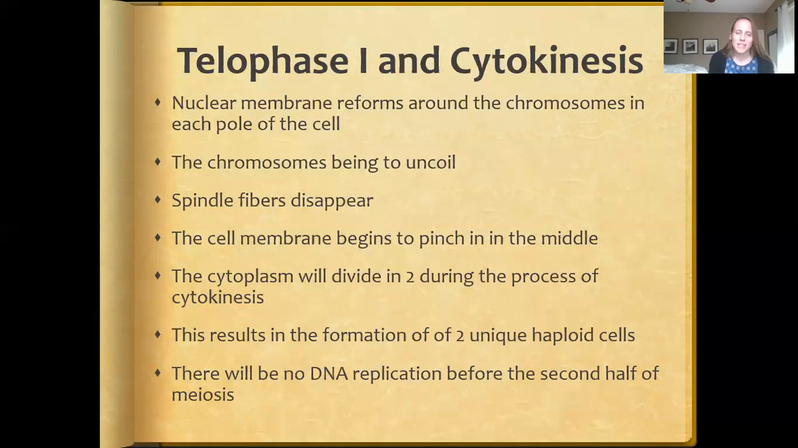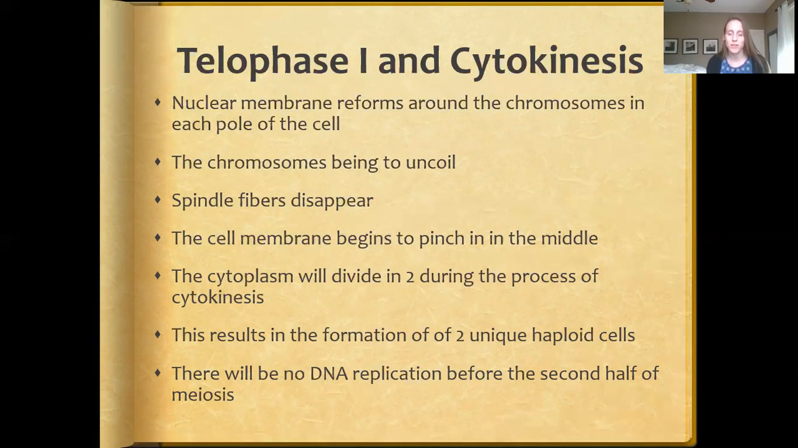And then we get into telophase. So around the chromosomes on each end of your cell, you'll have the nuclear membrane start to reform. The chromosomes will start to uncoil and turn back into chromatin. The spindle fibers will disappear, and the cell membrane will start to pinch in the middle. Then in cytokinesis, the cytoplasm will fully divide so that we end up with 2 new daughter cells. Each of those daughter cells are going to be haploid now. So halfway through meiosis we have cut the number of chromosomes in these cells in half.